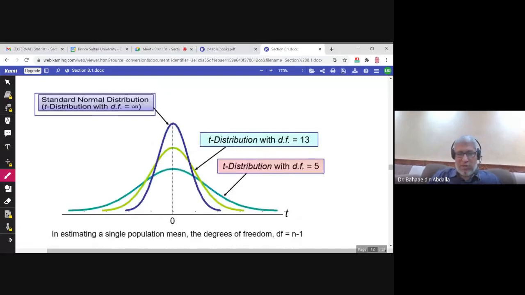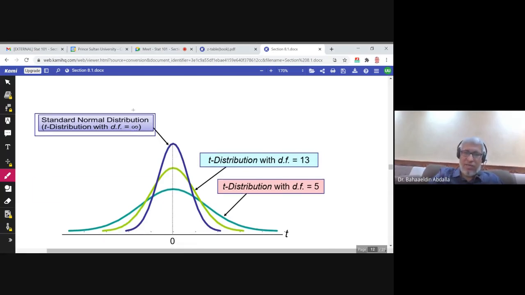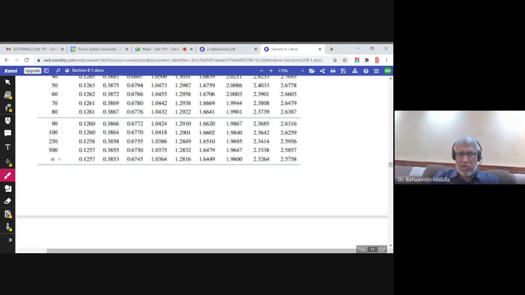This is the shape of the t table when the degree of freedom is 5. If the degree of freedom increases, it becomes narrower somehow. And when the degree of freedom is infinity, it will coincide with the standard normal distribution. So if the degree of freedom is infinity, we have the standard normal distribution. So this row, the last row, is the Z row. So these are Z values. The last row in the T table, Z values.